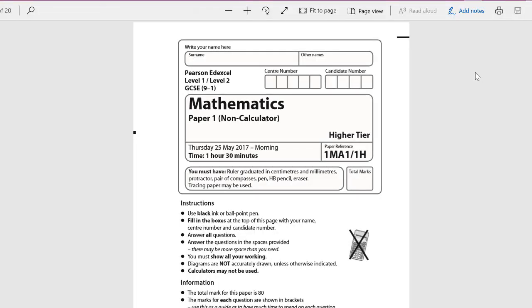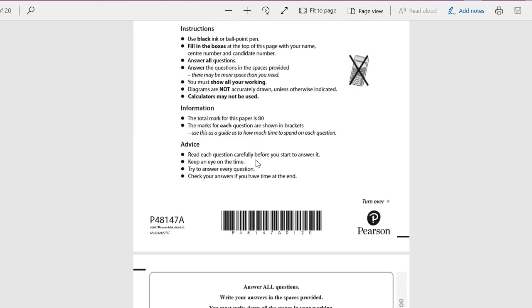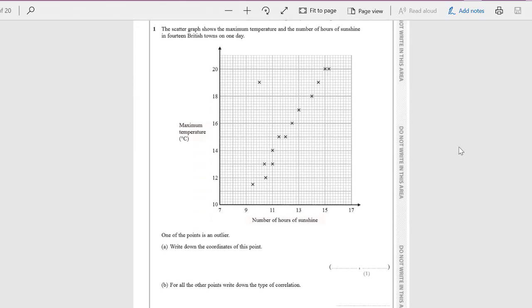This is the Pearson's Edexcel GCSE Mathematics Paper 1 exam for the higher tier from the summer of 2017. So we'll start with question 1. It says that the scatter graph shows the maximum temperature and the number of hours of sunshine in 14 British towns on one day. One of the points is an outlier. Write down the coordinates of this point.